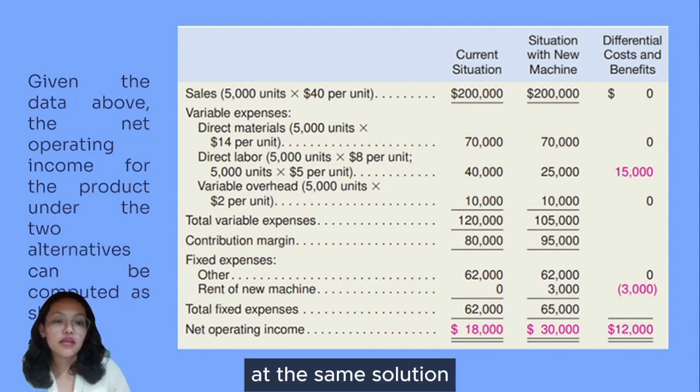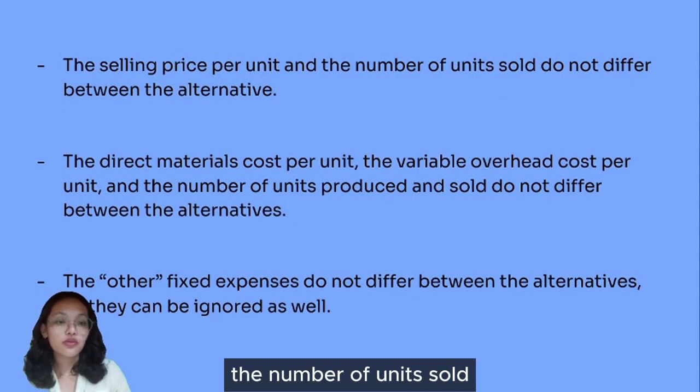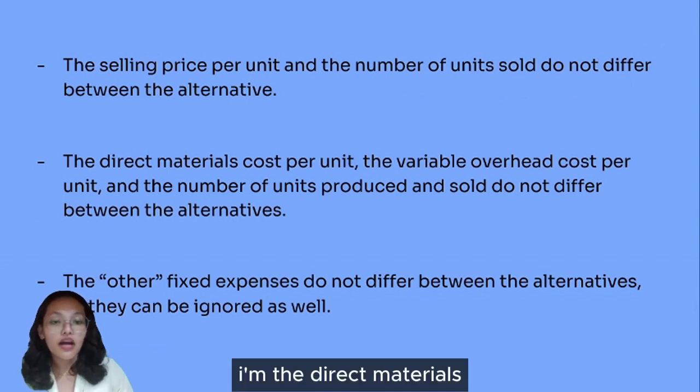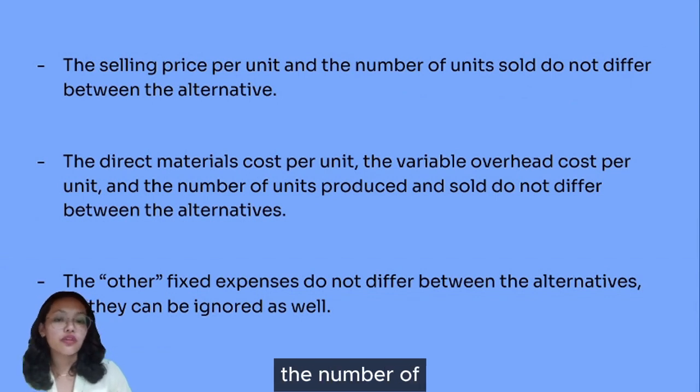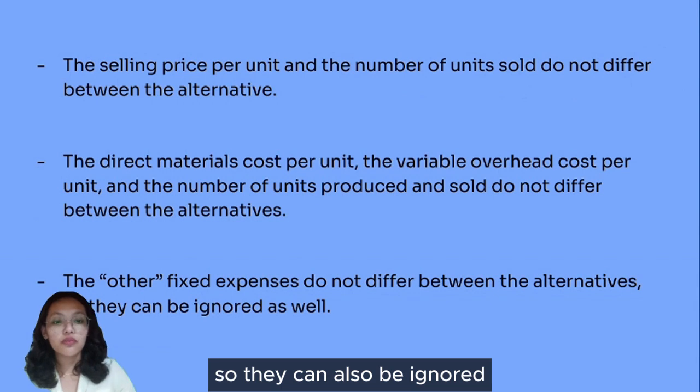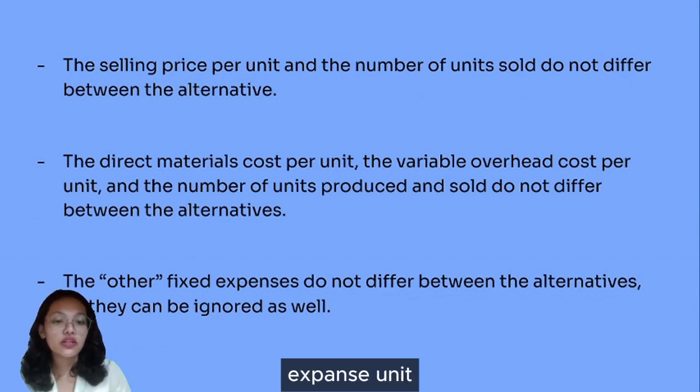We could have arrived at the same solution much more quickly by completely ignoring the irrelevant costs and benefits. The selling price per unit and the number of units sold do not differ between the alternatives. They have no effect on the difference in the net operating income between the two alternatives. The direct materials cost per unit, variable overhead cost per unit, and the number of units produced and sold do not differ between the alternatives, so they can also be ignored. The other fixed expenses do not differ between the alternatives, so they can be ignored as well.